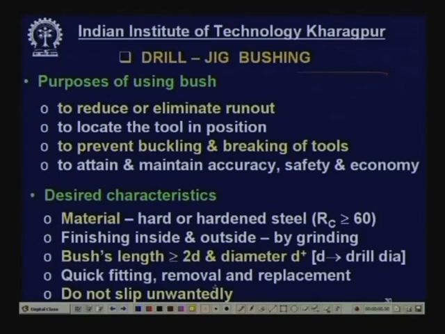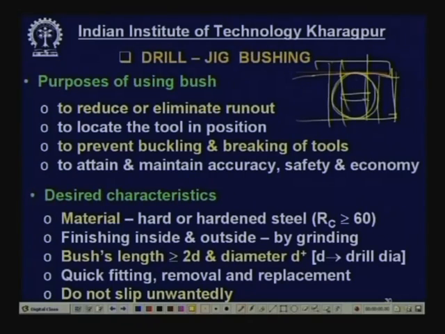Suppose this is the bracket and this is the bush, and this is the hole. This bush's length should be double, or greater than double, the diameter, and the diameter of the bush should be slightly greater than the diameter of the hole to be made. Bush's length greater than 2 diameter, and diameter of the bush should be D plus, where D is the drill diameter. It should be quick acting, quick fitting, with easy removal and replacement, and should not slip unwantedly. That is, when the drill is taken out, the bush should not go out simultaneously with the drill, it should remain in position. That is what should be assured.